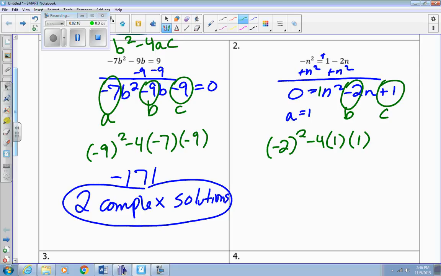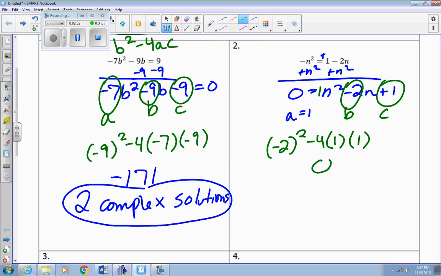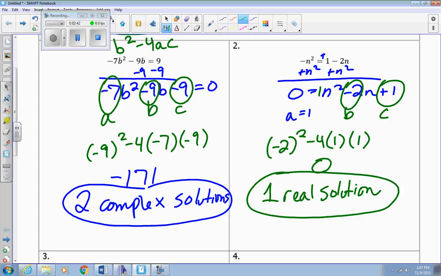Now put this into the calculator. Like so. Put it in the calculator, hit enter. Always make sure to have parentheses around that b squared. This equals 0. Anytime you get 0, that means we have one real solution. So there's only one solution to this problem, and it's the answer I'm looking for.